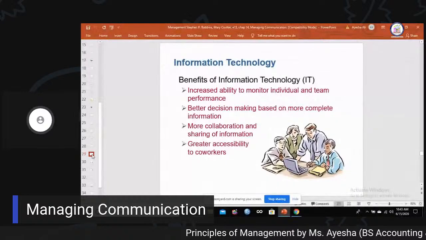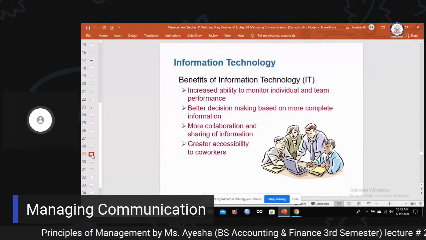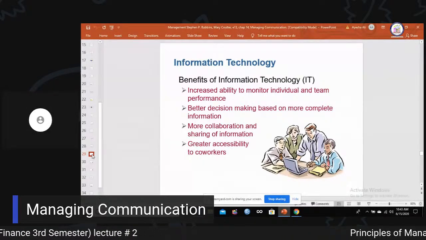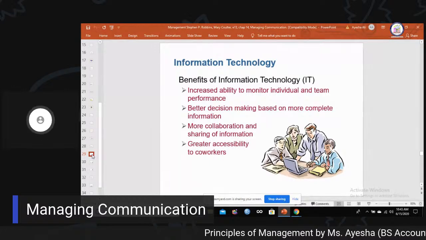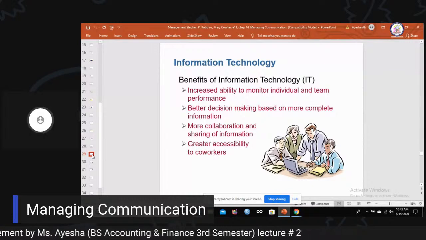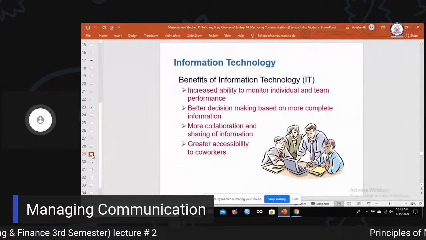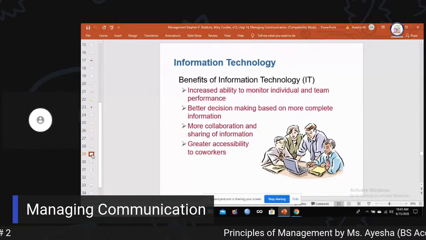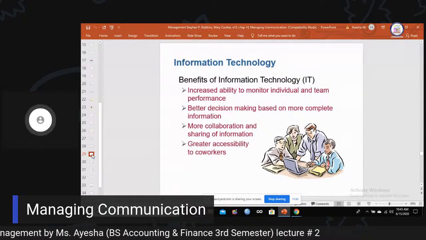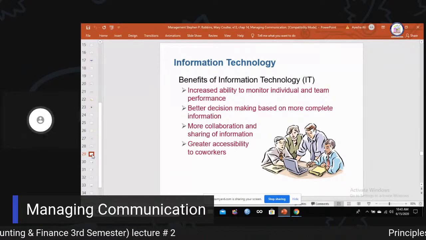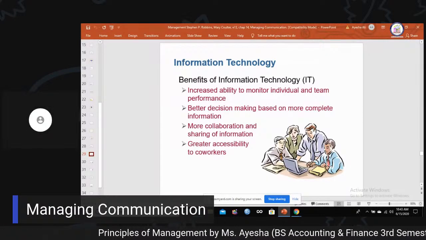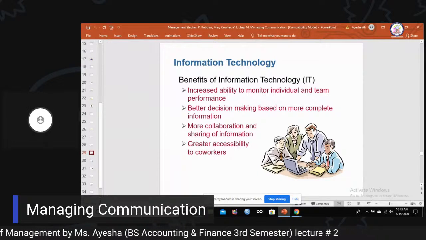Then we have information technology, in which we discuss the benefits. Information technology has so many benefits, as we know. In this pandemic, we are also taking the benefit of technology. By using technology, we are connected, we are communicating, we are delivering our message, we are getting information about our students, our family, our relatives, how they are doing, whether they are safe or not. So technology is beneficial in many ways, in organizations and in our day-to-day life.